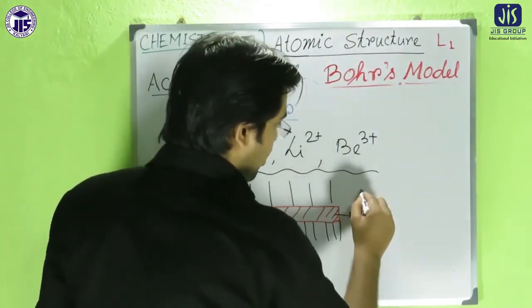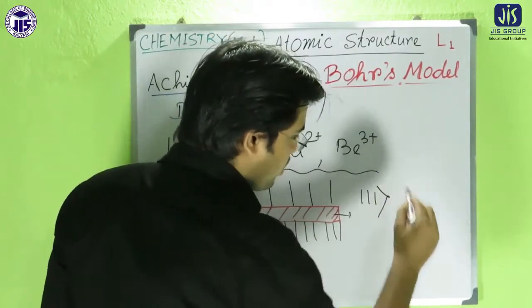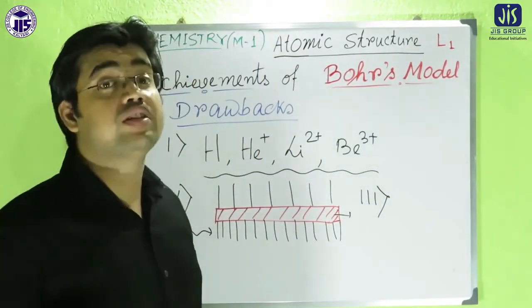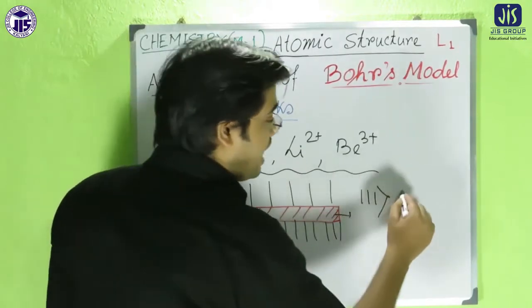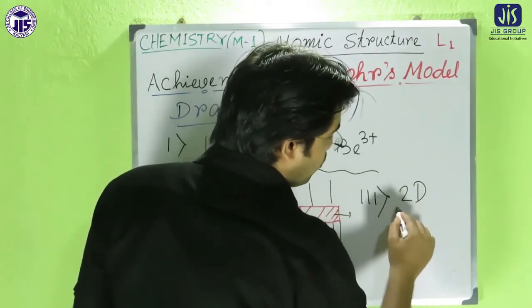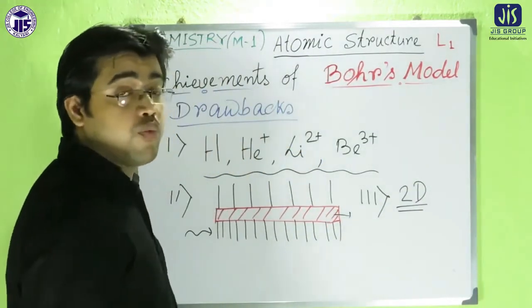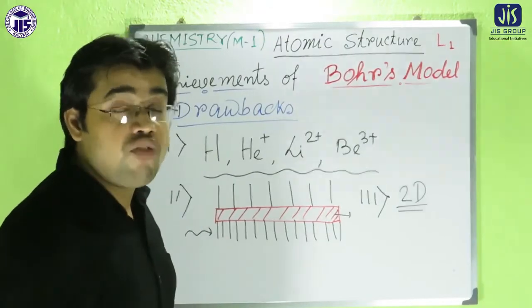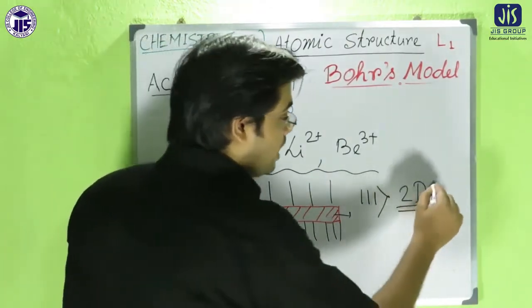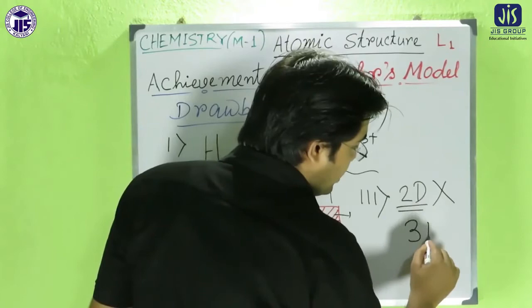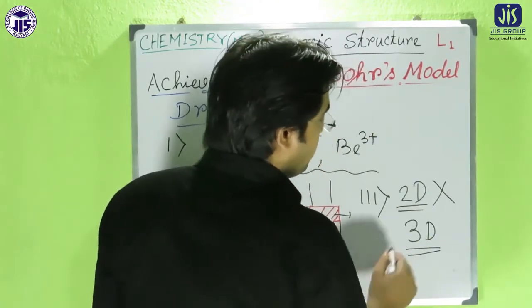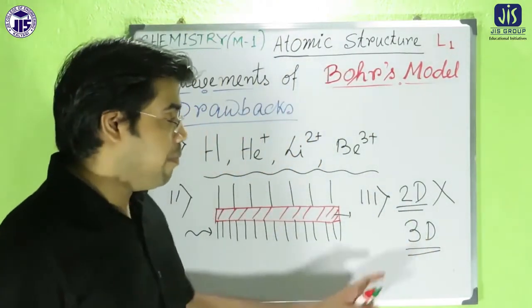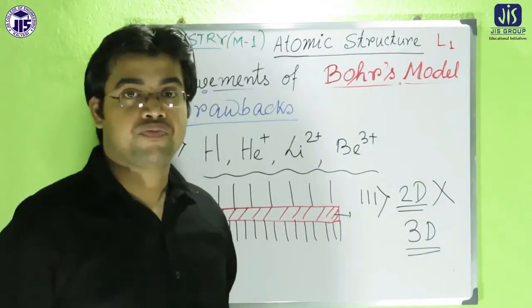Now come to the third drawback of the Bohr's model. Bohr said that the motion of the electrons around the nucleus was 2D, but we know that the electron revolves around the nucleus in a 3-dimensional model, which was not explained by Niels Bohr.